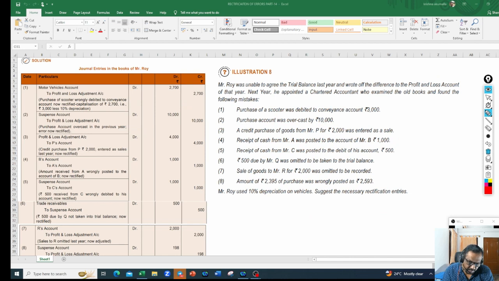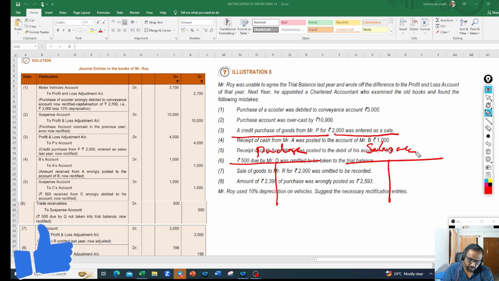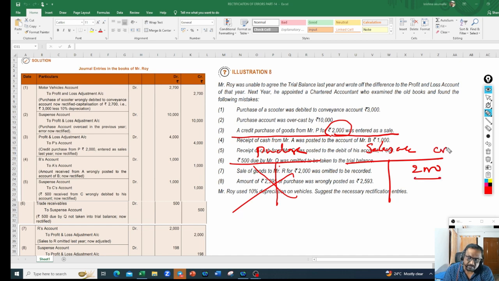Next. A credit purchase of goods from Mr. P, 2000, was entered as a sale. We purchased. So when we purchase, it should come in debit side of the purchase. This is purchase account. This is sale account. Okay. So 2000 rupees was purchased and entered as a sale. So here it is entered, and here it is not entered at all. So 2000 entered in credit side. Sales is credit balance, right? So it has been entered in credit side.